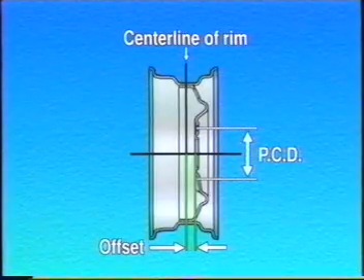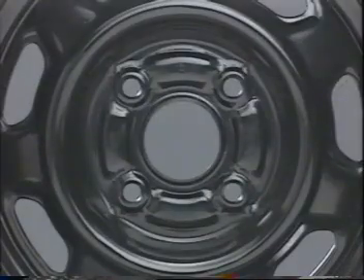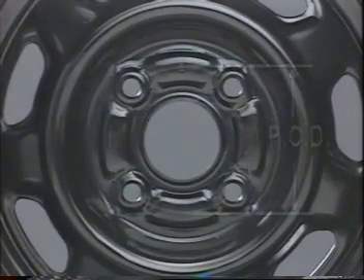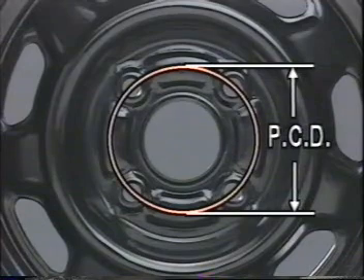PCD means the diameter of the circle made when the centers of the bolt holes are connected. Different automakers and vehicle types have different PCDs, and it is impossible to use disc wheels with different PCDs.